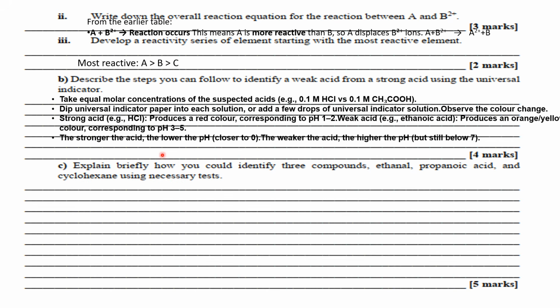The stronger the acid, the lower the pH. So the weaker the acid, the higher the pH. This is what theory tells us.